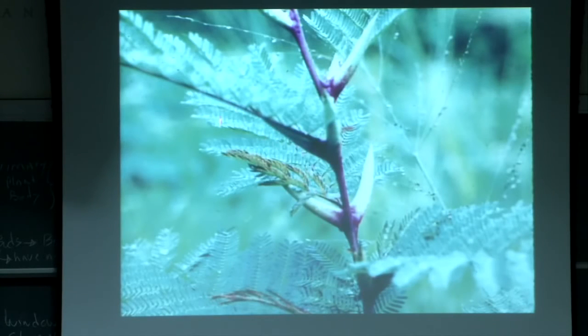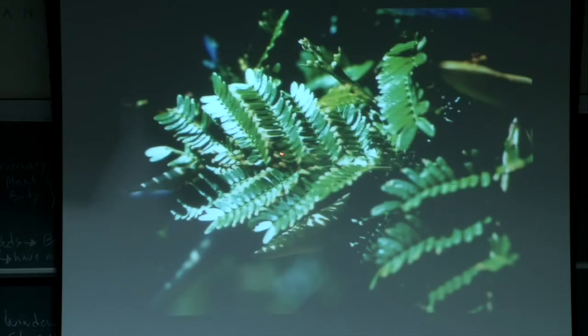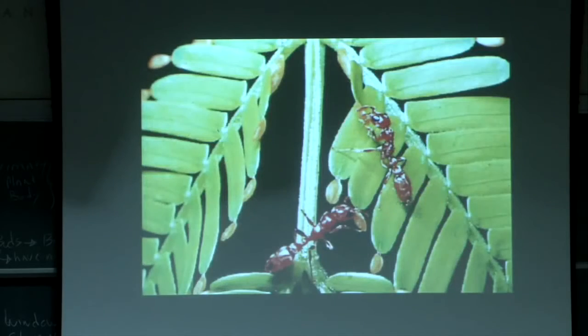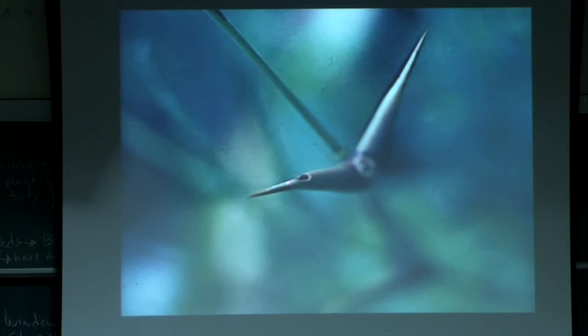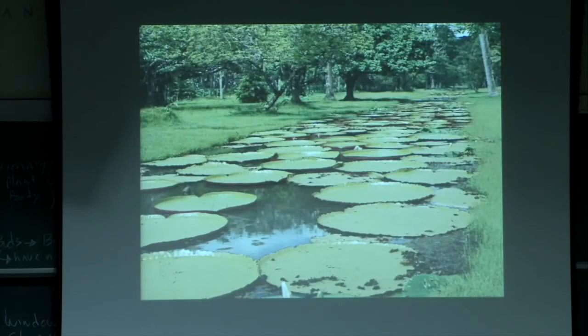Here are the bullhorn acacias, which we saw before. Here you can see the sort of fern-like leaves. And these golden bodies, which I'll show you a little better picture of here, are the Beltian bodies that the ants harvest. Here you can see some pictures of the ants actually going along and taking off these Beltian bodies, which they then carry back to their nests or their lair. And here are the horns, where the ants have hollowed out and they have a home, so they've got food and a home.